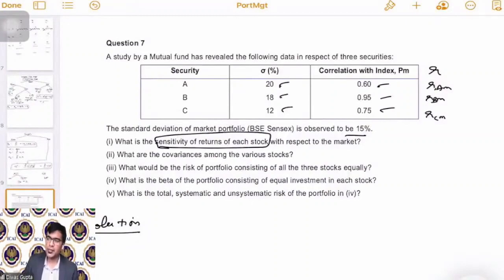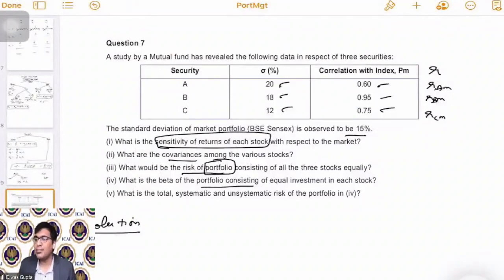So, let me read out the question further, meanwhile you guys are responding. Then, what are the covariances amongst the various stocks? Now, the second part is asking the covariance that we have also studied in the first session. What would be the risk of a portfolio consisting of all 3 stocks equally? Now, here we are required to calculate the portfolio risk. Now we have 2 approaches: modern portfolio theory and the Sharpe's index model. And the fourth part is what is the beta of the portfolio. Beta is asked, and total unsystematic and systematic risk.